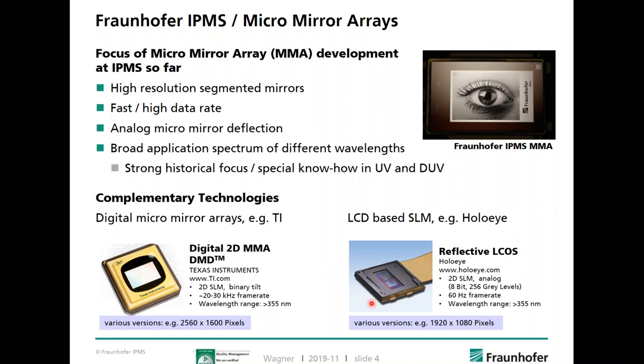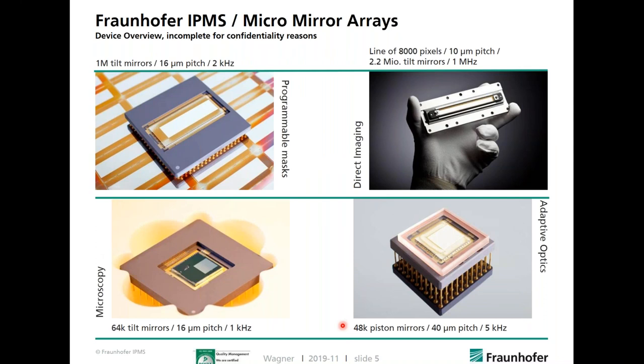Also complementary is spatial light modulators based on liquid crystal. And this is on the lower right, you see an example of an holo-eye device. So complementary here in the sense that it's once again also a wavelength range, not capable in the UV, and also in this case that the frame rates are significantly lower. In this case here, what we have in common is the analog modulation capability.